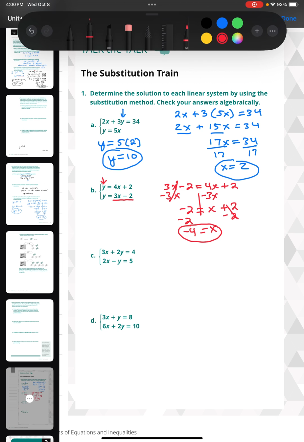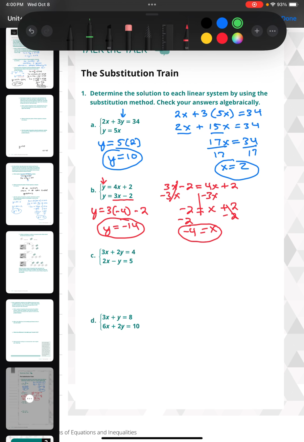And again, on this one, really neither equation is faster than the other one to plug it into, so you just pick which one you want. I'm going to use the second one. So y equals 3 times negative 4 minus 2. And when we simplify that, we're going to get negative 14 for the y.